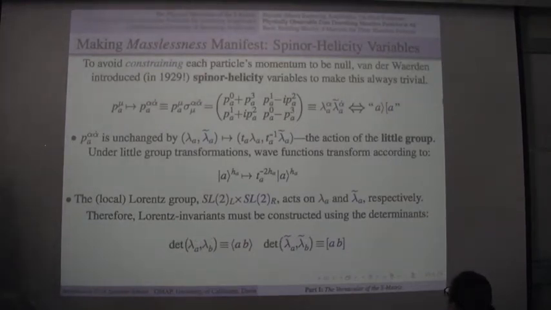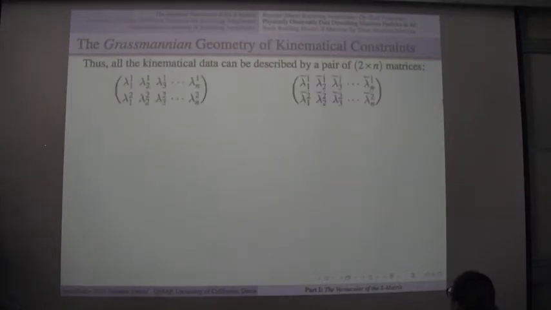OK, and that means that the kinematic data that specifies an amplitude is a pair of 2 by n matrices. Also the helicities, of course. But this pair of 2 by n matrices. And just to get the notation clear, when I write an index, I mean the index.